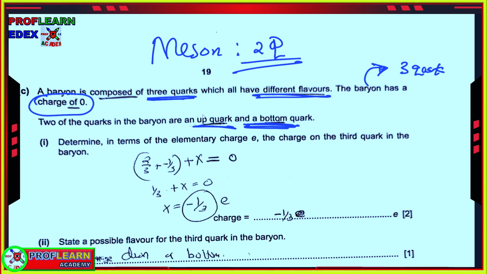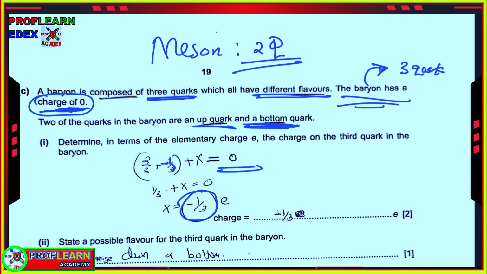An up is 2/3. A bottom is -1/3, plus an x must give us the charge of that particular baryon that has been formed. We have been told the charge is 0, isn't it? So we have to equate that, and if you try to work it out, it's going to be -1/3. So the charge will be -1/3.